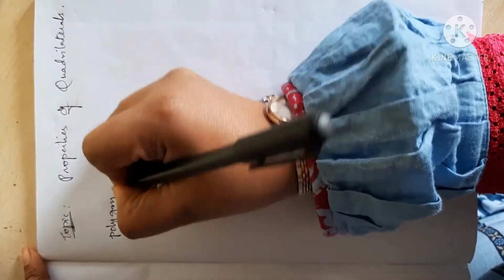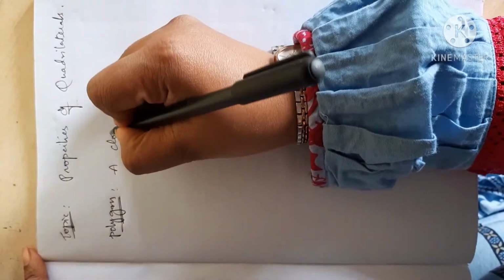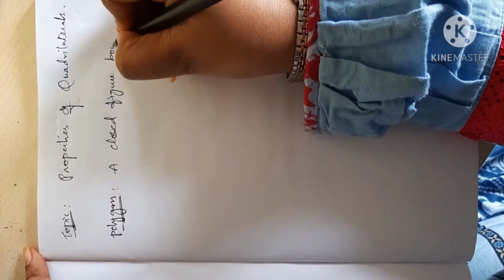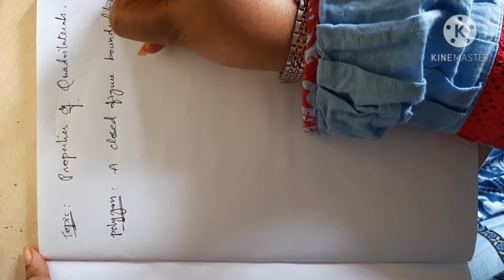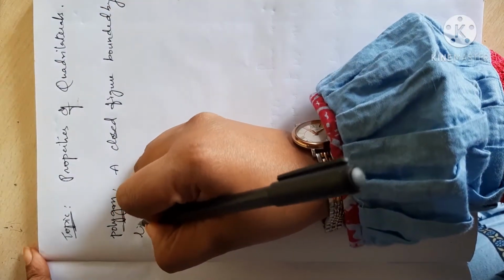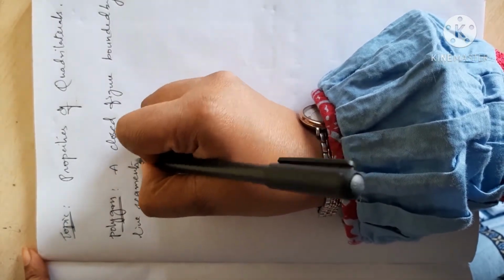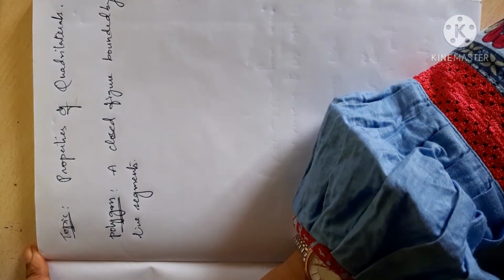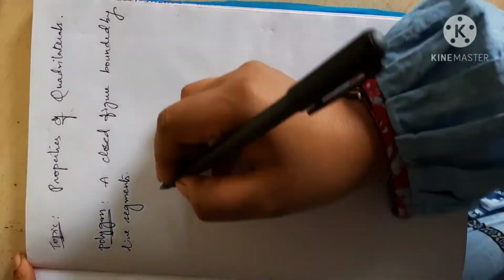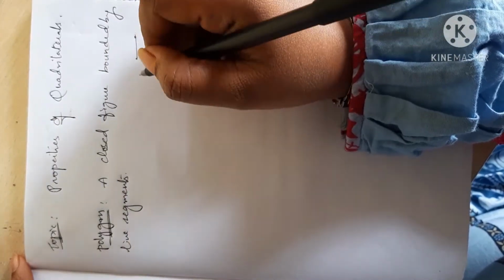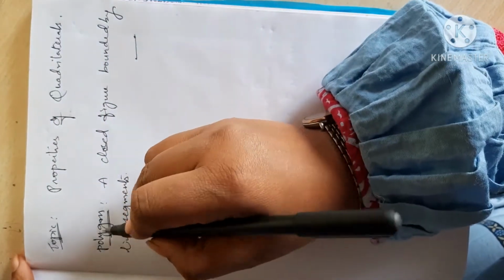What is a polygon? A closed figure bounded by line segments. Okay, polygon is nothing but a closed figure bounded by line segments. Line segments are nothing but joining two points. Okay, now polygon we are talking about.